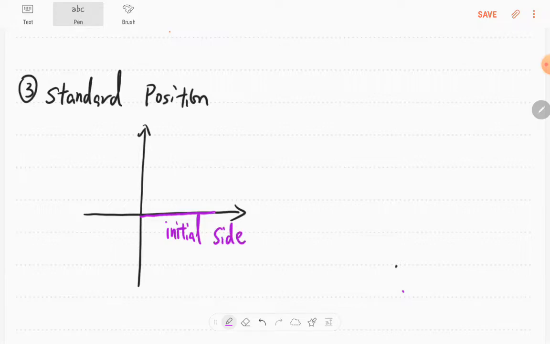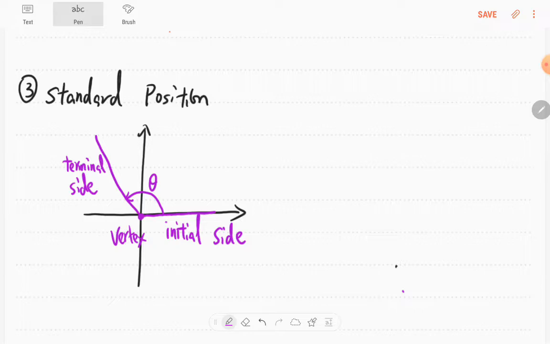We rotate this initial side to here, for example. This is our terminal side. And this is the vertex. The vertex is the origin. And this is our angle, alpha or theta. This is the standard position of the angle. So here theta is positive, right?